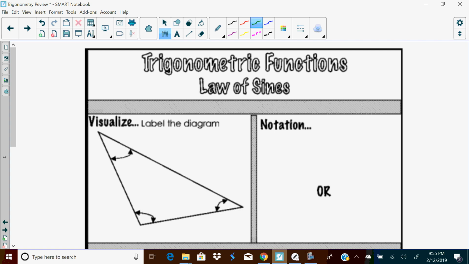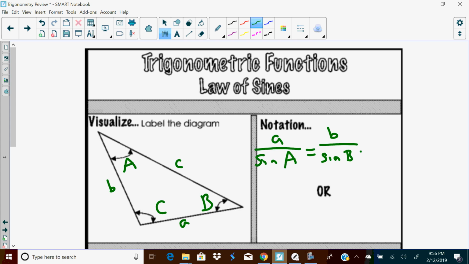So I'm thinking that this is angle A, angle B, and angle C. Then across from each one, I have sides A, B, and C. So basically I'm setting up proportions. So I know that A over the sine of angle A equals B over the sine of angle B, and also equals C over the sine of angle C. Or I could flip those around.